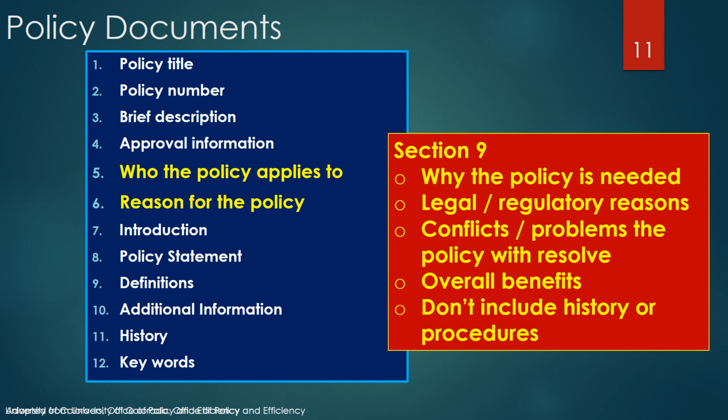Section 8 specifies who the policy applies to. Section 9 concisely states the reason for the policy. The information in this section answers the question as to why the policy is needed. Key areas to address may include legal or regulatory reasons, a description of conflicts or problems the policy will resolve, and the overall policy benefits. This section should not include the history of how the policy was developed or any procedural steps.